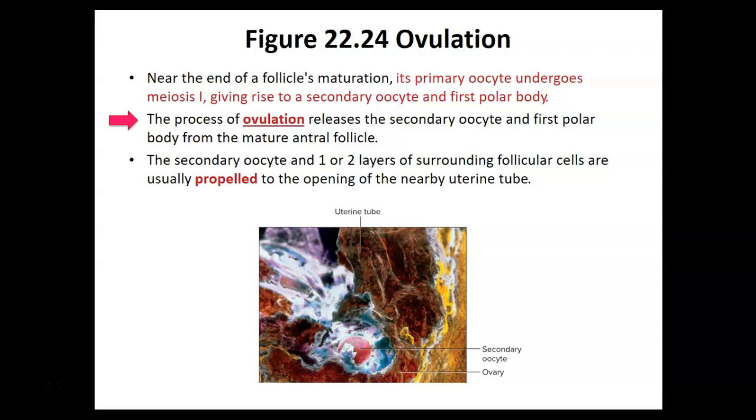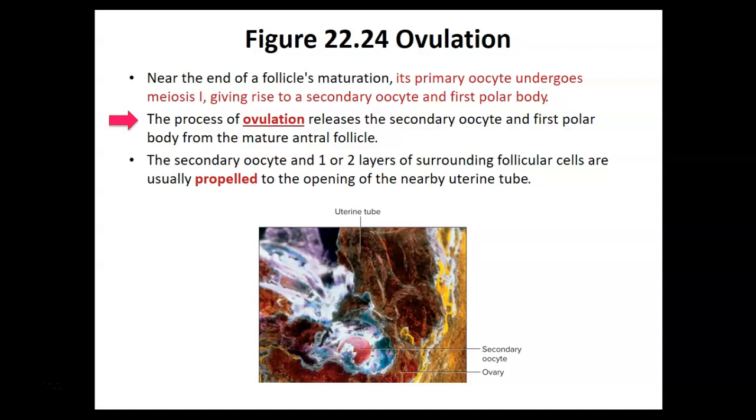All right, so ovulation. So nearing the end of the follicle's maturation, where we've gone from preantral to antral follicle, the primary oocyte will undergo that first meiotic division, and then you'll have your secondary oocyte and the first polar body. The first polar body will just kind of hang out and wait. The first polar body will undergo another round of meiosis if the secondary oocyte is selected, but they'll all just degrade, the polar bodies, that is.